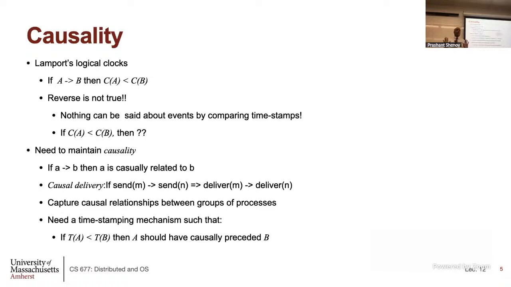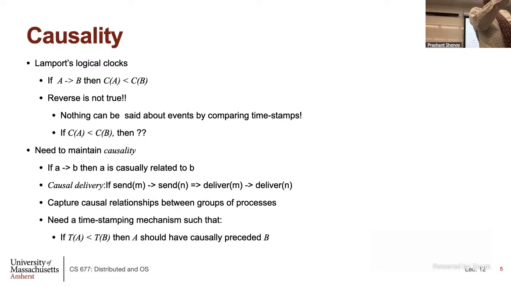Okay? Now, the reverse is not true. Okay? Lamport's clock does not tell you that if the clock value of A is less than the clock value of B, then that actually implies that A has happened before B. Okay? We actually want that reverse property, because you want to be able to take timestamps and compare them.